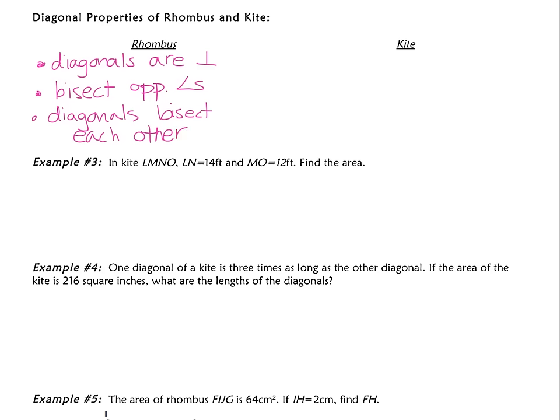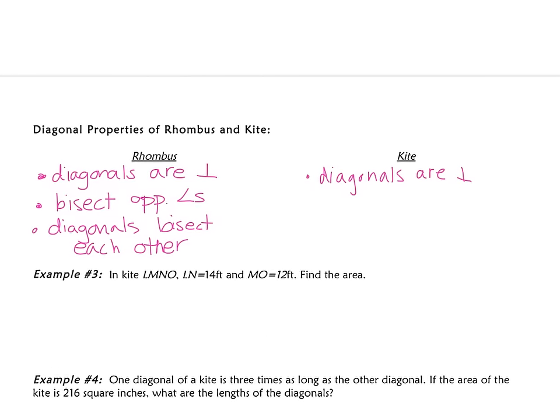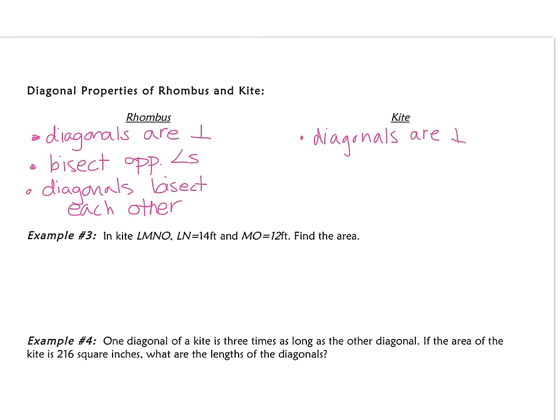Okay, a kite is not a parallelogram, so it's not going to have that last property that a rhombus does. The diagonals don't bisect each other, but they are perpendicular. And there are two additional properties. So I'm going to draw a kite so that I can show you in the picture what happens. So here are my diagonals. They're perpendicular.